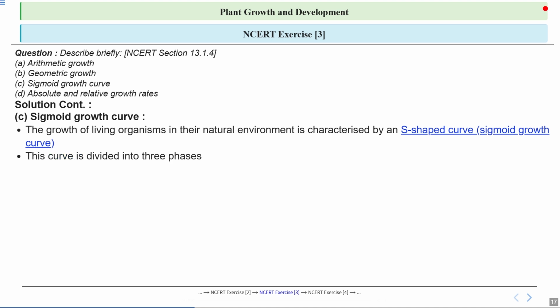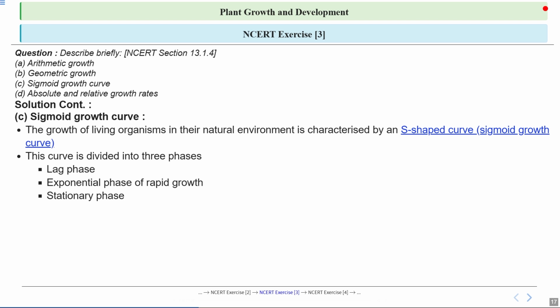So let's look at the three main phases of the sigmoid curve. First one is the lag phase. This is when the plant is just starting to grow, adjusting to its environment and preparing for rapid growth. Next is the exponential phase, also called the phase of rapid growth. Here the plant grows quickly, making the most of the available resources. Finally, we have the stationary phase. In this phase, the plant's growth slows down and eventually stops, usually because resources become limited or the plant reaches maturity.